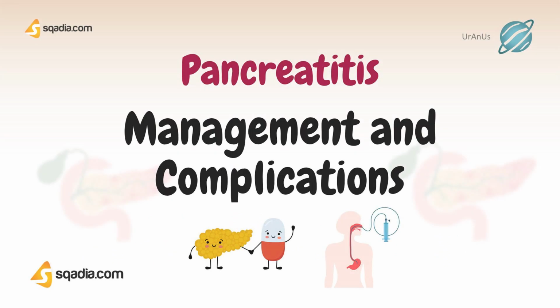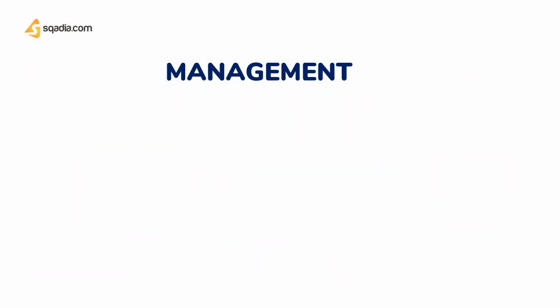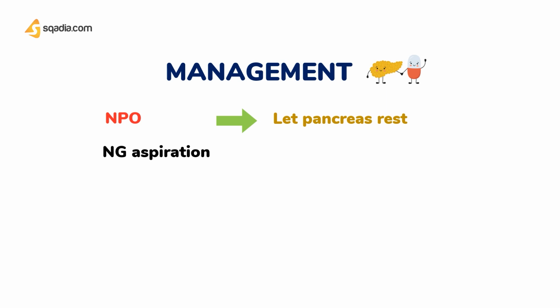So management is mostly supportive. You will give supportive and symptomatic treatment, and then we will monitor the complications. As we have seen that the patient is having so much pain and vomiting and nausea, so we'll keep the patient nothing by mouth, nothing per oral, so that the pancreas will have rest. Then NG aspiration is done if the patient is having vomiting.